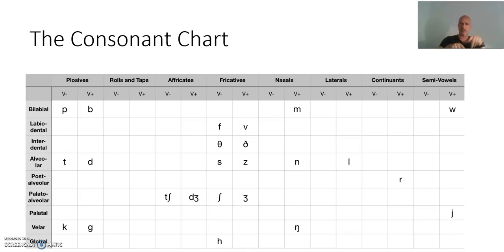If you look at the first corner, left-hand corner up there, you see p and b, and one is voiceless and the other being voiced. So p, look at this chart, would be the voiceless bilabial plosive. All right, so three pieces of information you need. The voiceless bilabial plosive. B would then be the voiced bilabial plosive.